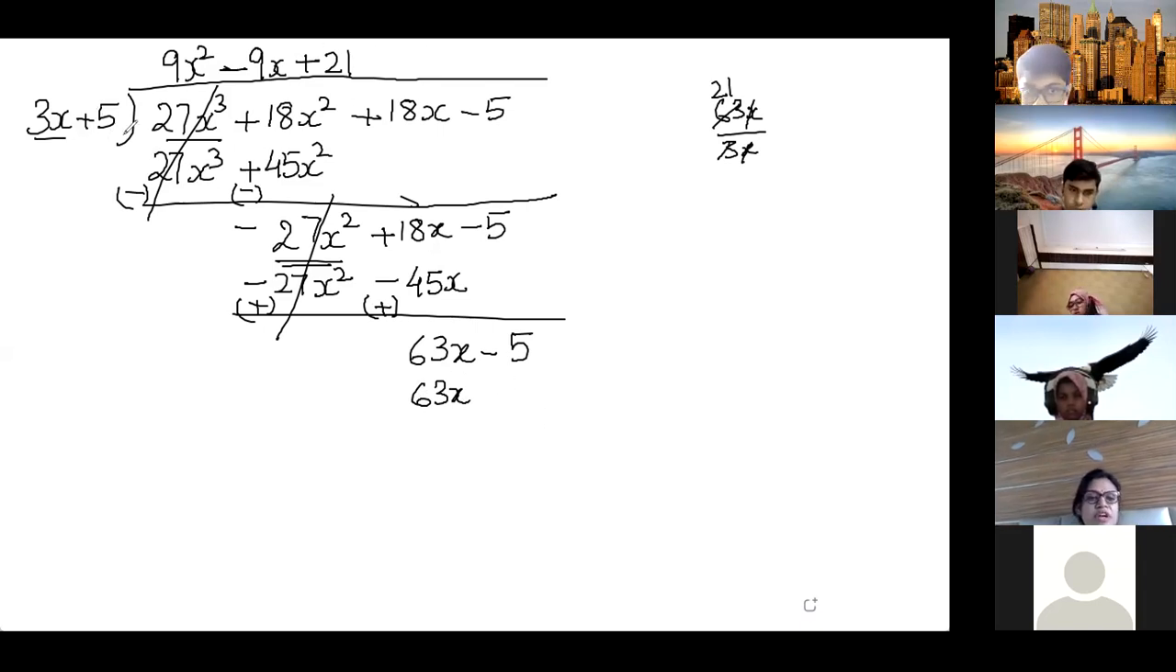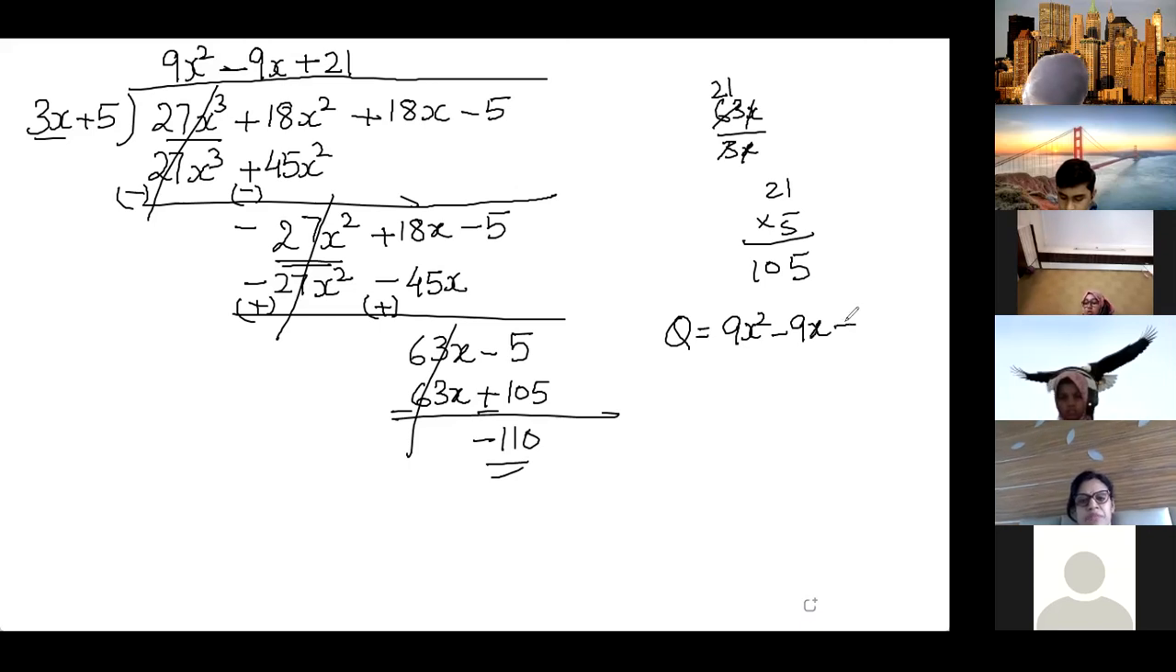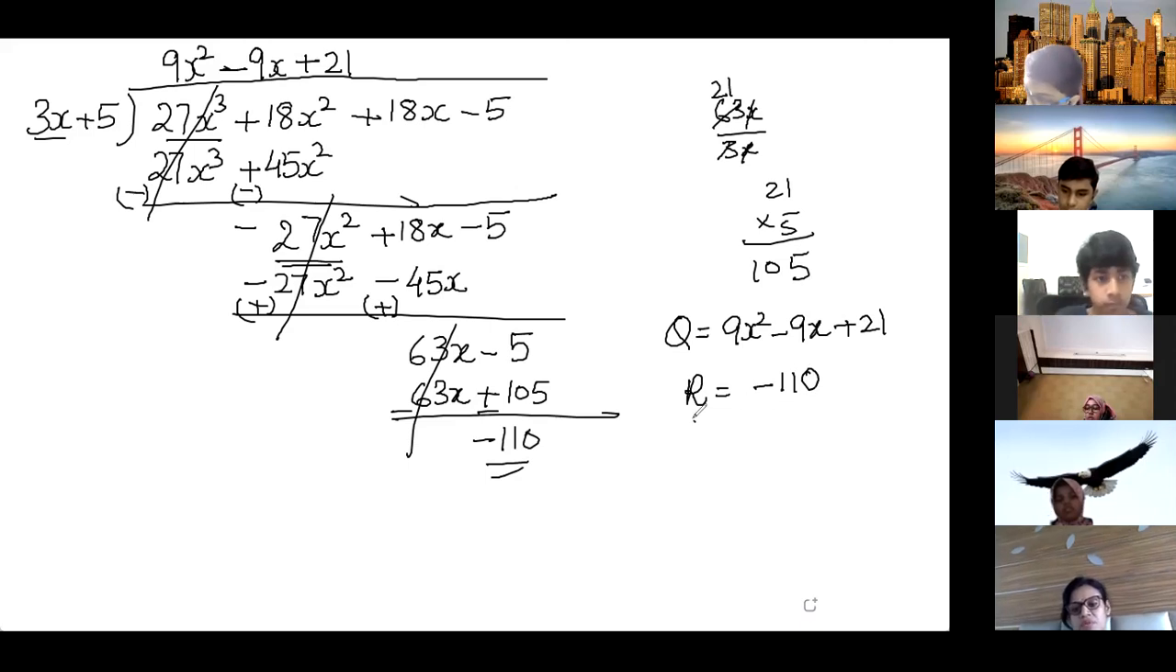So plus 21 into 5 is how much? 21 into 5. So plus 105. Sign change. This cancels, but minus and minus is 110. So the question asks to find the remainder and quotient. So the quotient is 9x square minus 9x plus 21 and the remainder is equal to minus 110. Do you remember this method now, everyone? Is there any doubt?